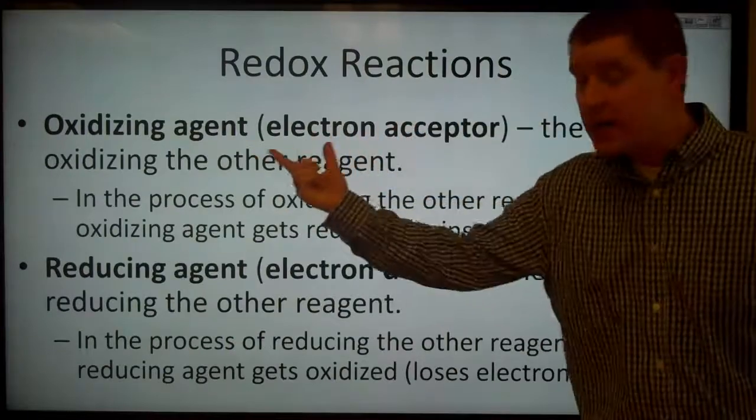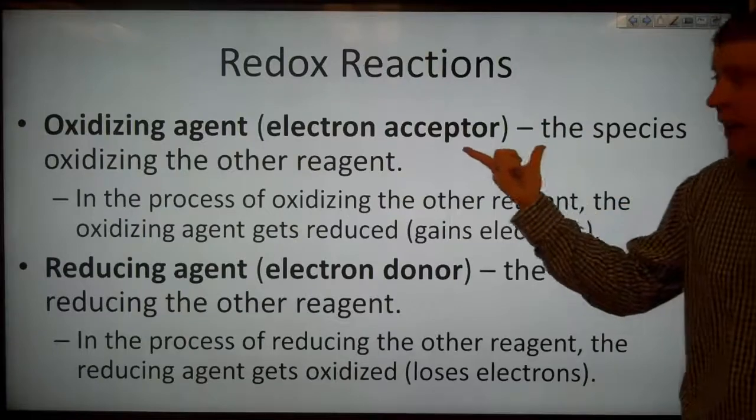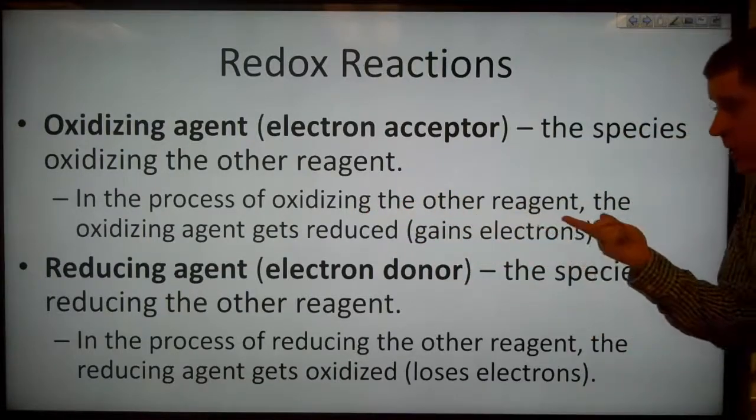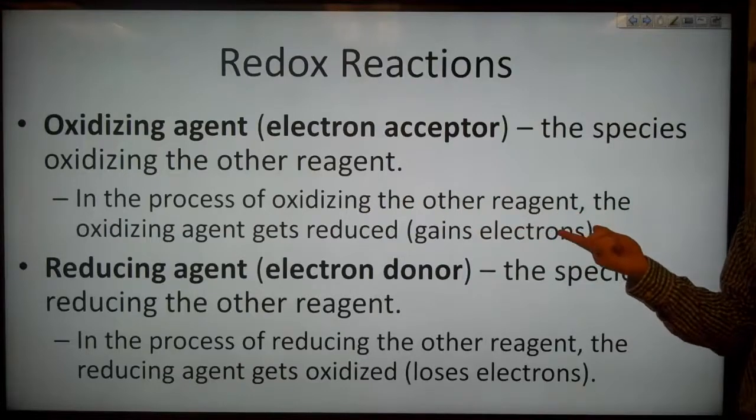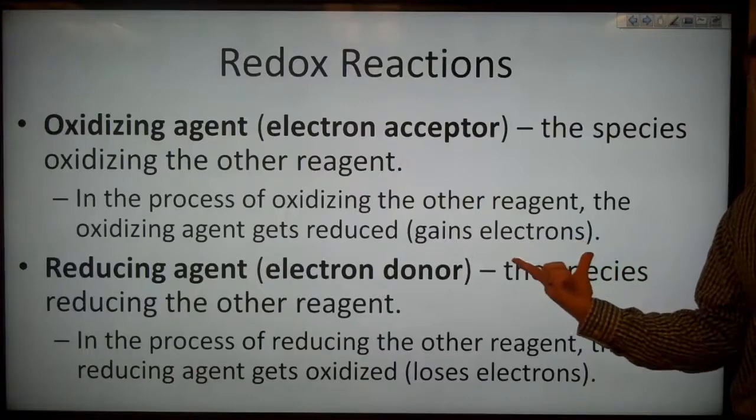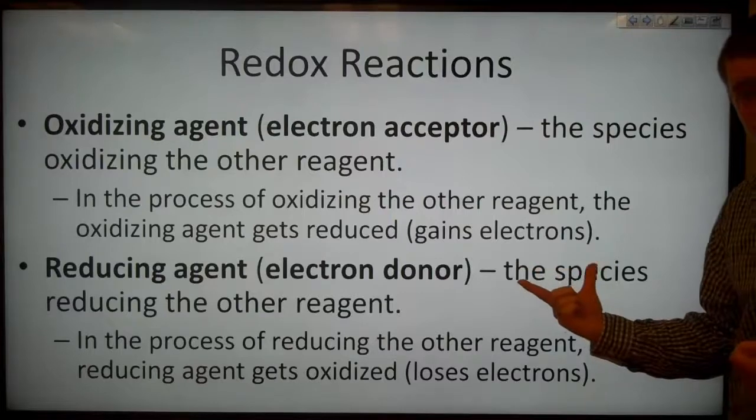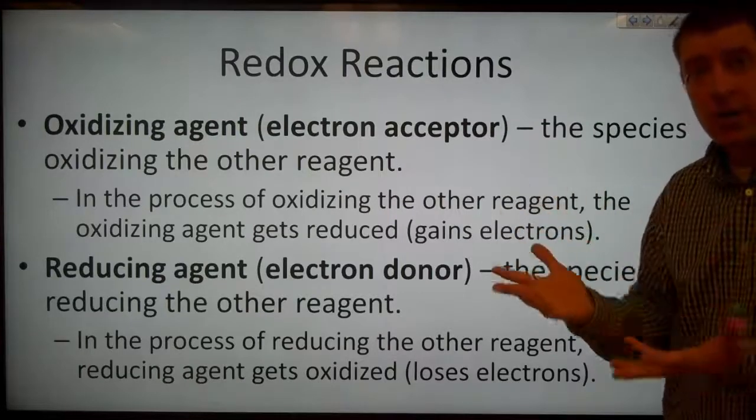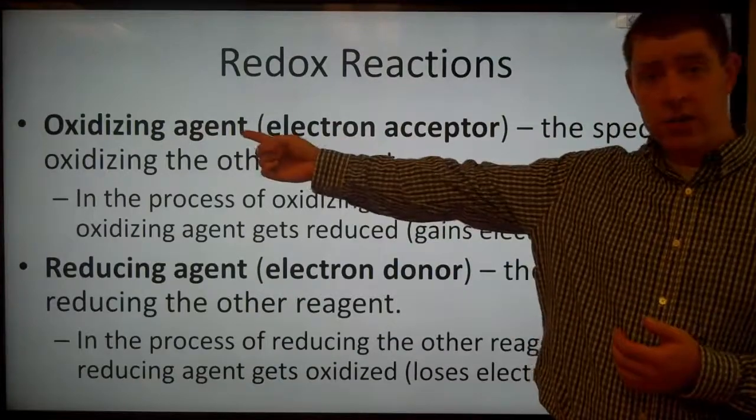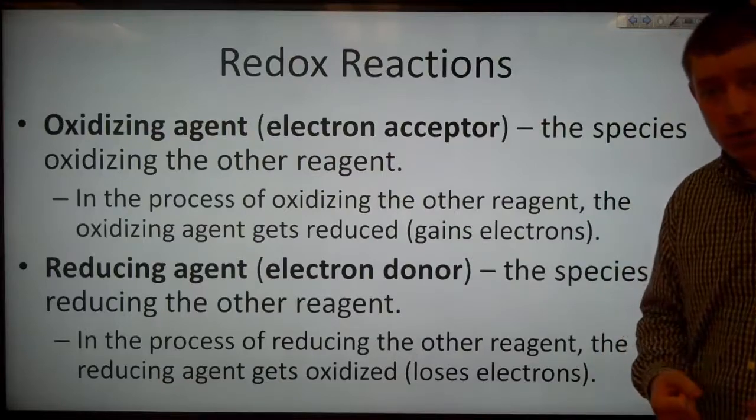So an oxidizing agent, or an electron acceptor, is the species that's oxidizing the other reagent. Note that in the process of oxidizing the other reagent, the oxidizing agent has to get reduced because it has to gain electrons. Remember, the species that is being oxidized is losing electrons, it's giving up electrons. Well, those electrons have to go somewhere, they're going to the oxidizing agent. The oxidizing agent then is gaining electrons, that means it has to be being reduced.